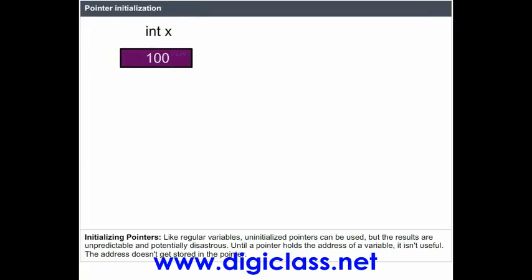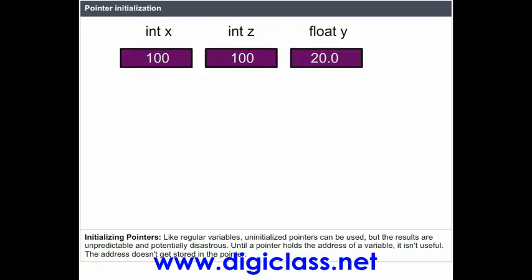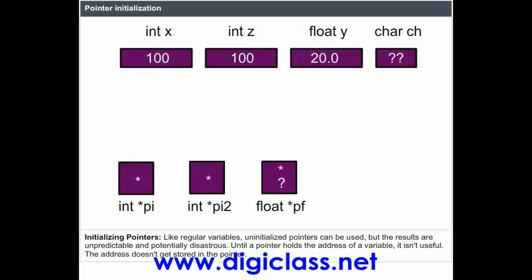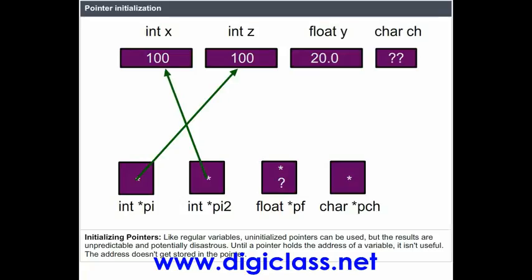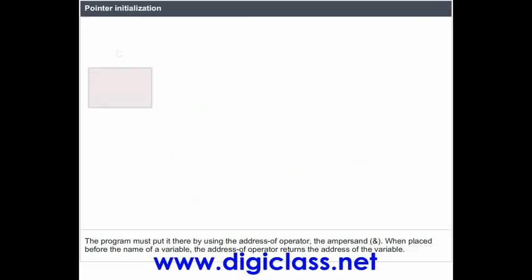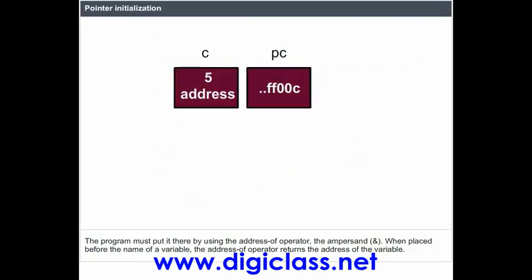Pointer initialization. Initializing pointers. Like regular variables, uninitialized pointers can be used, but the results are unpredictable and potentially disastrous. Until a pointer holds the address of a variable, it isn't useful. The address doesn't get stored in the pointer. The program must put it there by using the address-of operator, the ampersand (&).